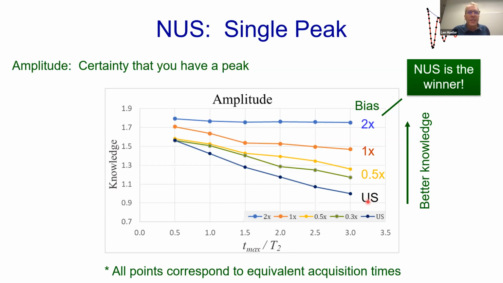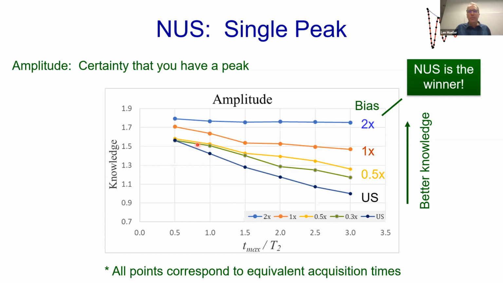And so from this, you can see that NUS is definitely better than uniform sampling at defining the knowledge of the peak amplitude. And in fact, for all the sampling schemes and biases, the best way to go for a finite number of samples is to put them earlier in the free induction decay.